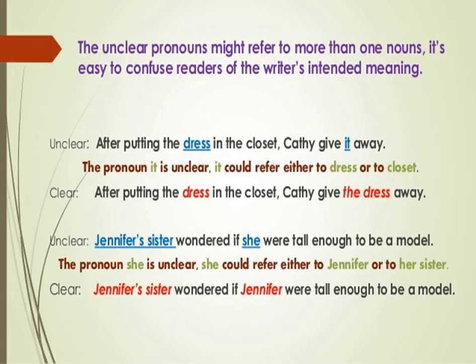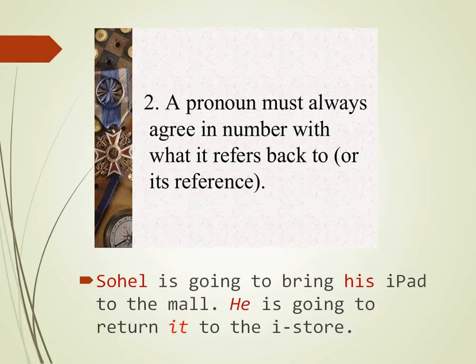Next example: Jennifer's sisters wondered if she were tall enough to be a model. In this example, the pronoun "she" is unclear. She could refer either to Jennifer or to her sisters. We don't know. So the correct answer would be: Jennifer's sisters wondered if Jennifer were tall enough to be a model. So sometimes a pronoun can be replaced by a noun. Pronoun referencing means using a noun instead of a pronoun and a pronoun instead of a noun. It should be very clear in your mind.